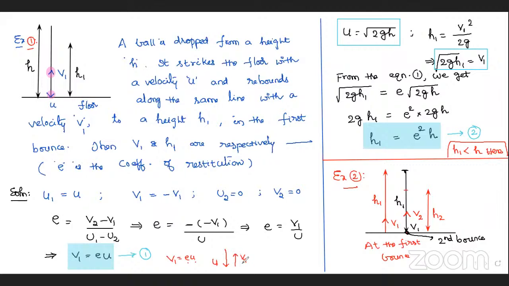Means bouncing velocity is equals to e times striking velocity. Once again, I'm repeating. Bouncing velocity is equals to e times striking velocity, Lakshmi Gayatri. Now you are right.